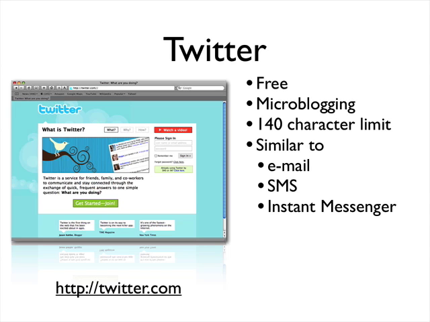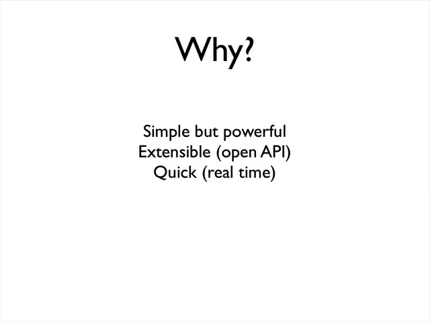You might be asking yourself why it is so insanely popular at the moment. From my perspective, this is down to 3 reasons. The first one is it's simple to use but very powerful. The second one is that it's extensible. It has an open API which allows other programs and applications to interact and to use Twitter. And then the last one is it is quick. Basically, Twitter is a real-time application. So if you throw these 3 things together, you create an incredibly useful application.